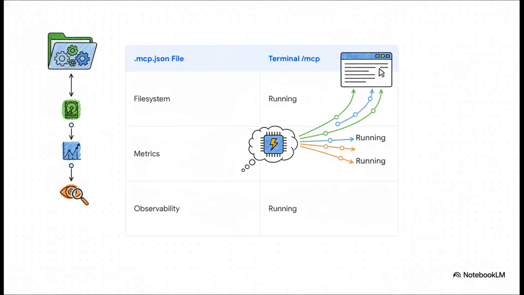What's really interesting is how a single config file can define multiple completely distinct servers, like your file system, your metrics, and your observability tools. When Claude starts up, it reads this config, and if you just type the /mcp command into the terminal, you get this live readout of your active connections. This lets Claude seamlessly correlate tool calls from all those configured servers at once.